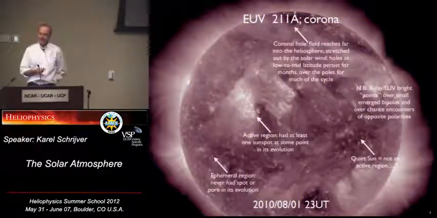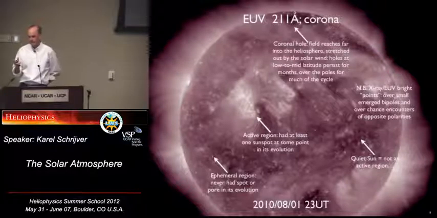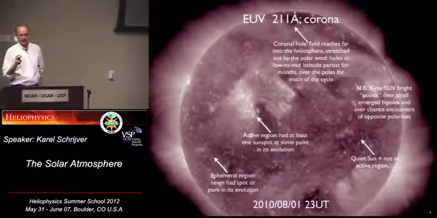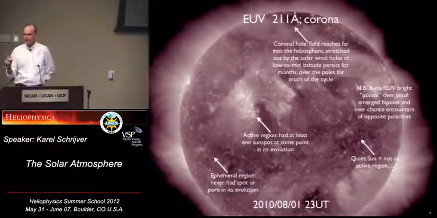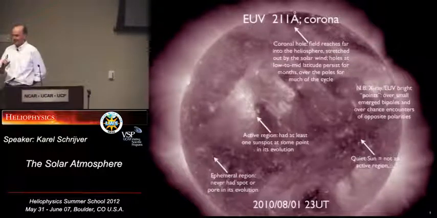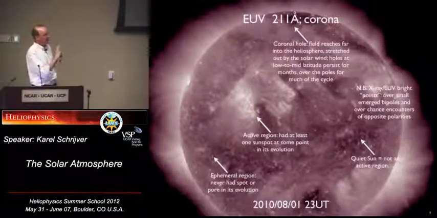Now, in all that structure, there are lots of objects that have names. And I have to be frank about this, that there are many terms that solar physicists will use that to another solar physicist don't quite mean the same thing. So you have to always ask yourself, what exactly did you mean by that term? I'm going to go through a few of them.